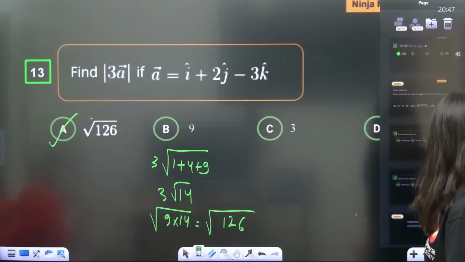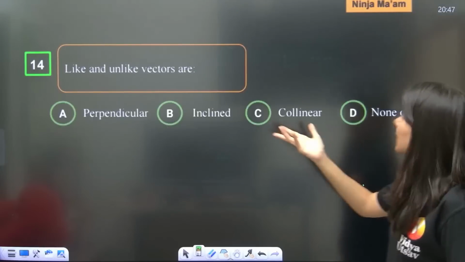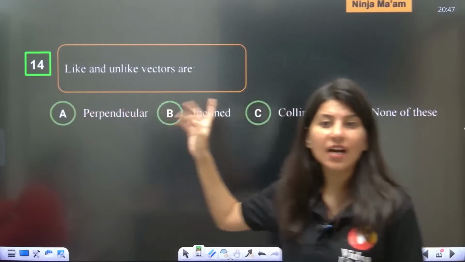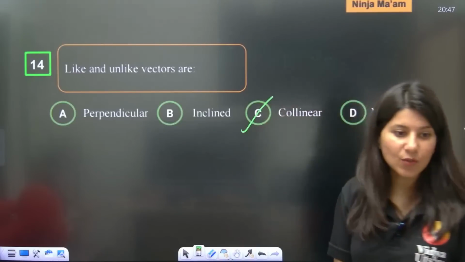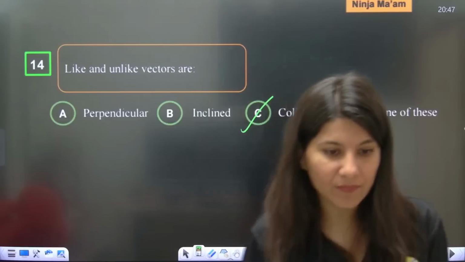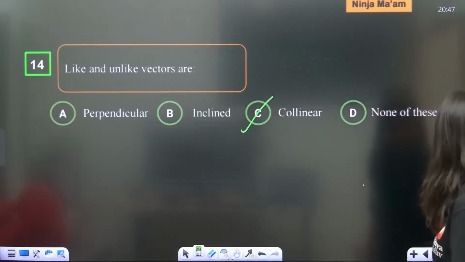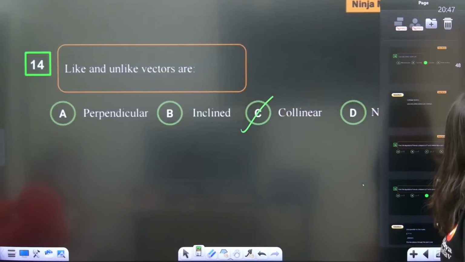Now the next question. Yes. Yeah, this is I think very easy question. Like and unlike vectors are actually collinear vectors. Easy question. Right? Option C, absolutely right. Next question on your screen.